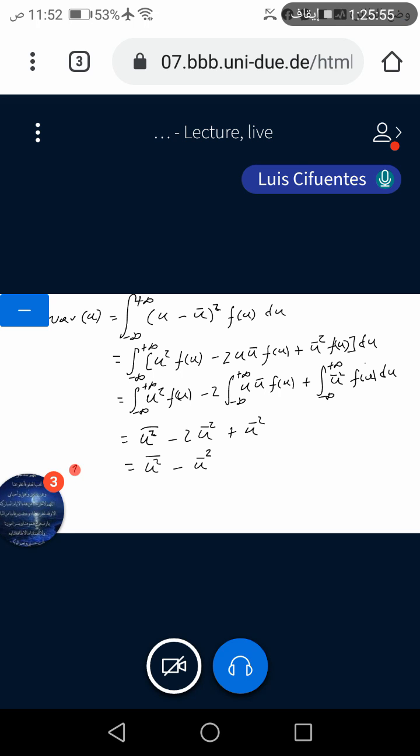Now, this is just the variance of here. Of here. Okay, that was the last part of this first exercise. Any comments or questions? I don't see anything in the chat. Okay, thanks, Fahad.